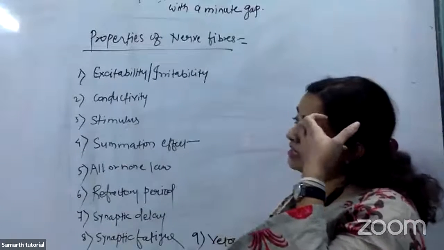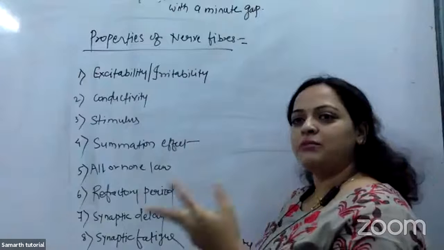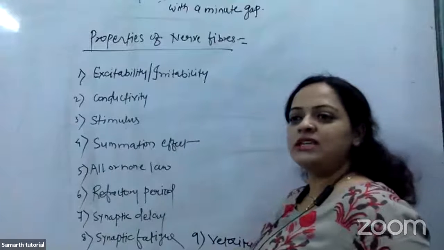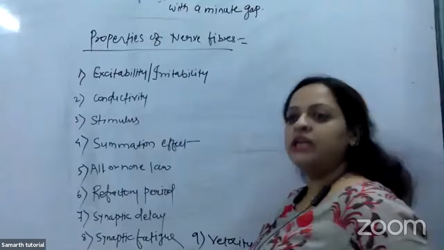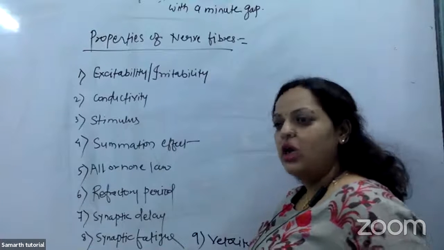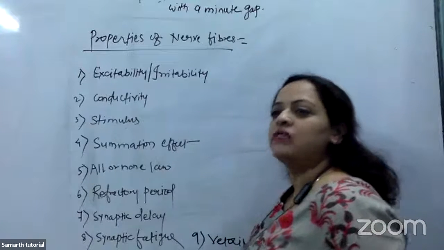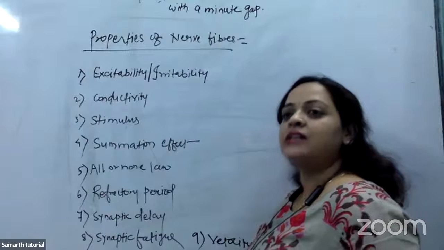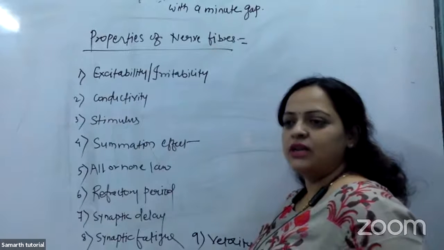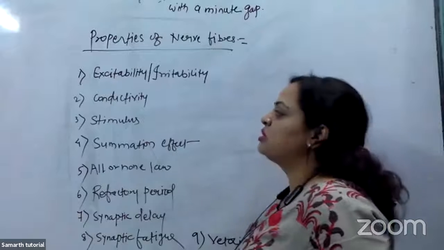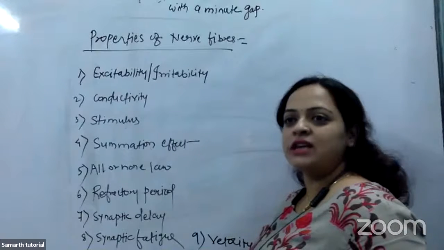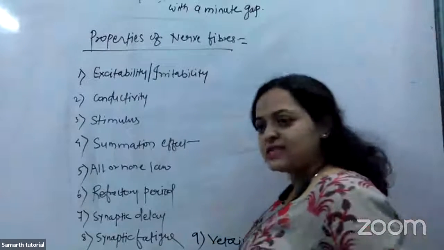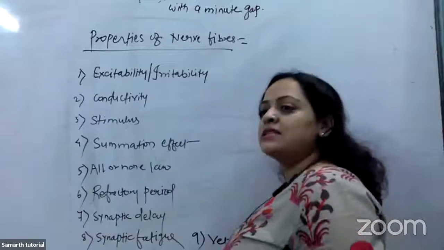Then conductivity. Conductivity, as it says, it can conduct the nerve impulse from one neuron, nerve cell, to another. Stimulus is nothing but the change in the external or internal environment of the nerve cell. That change is detected by the nerve cell and the nerve impulse is developed in response to that change. That change is called the stimulus. And your nerve cells can pick up those changes as stimuli.